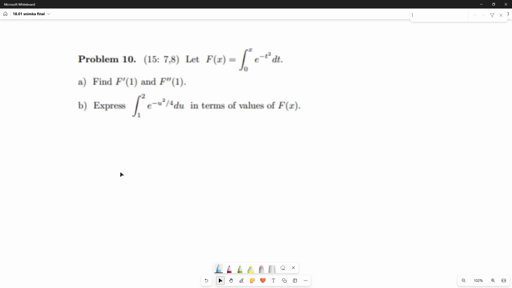Here in this problem we say that big F of x is a primitive function of the function which is inside the integral, that is, F of x is the primitive function of e to the power of minus t squared. Let's write down the expression for F of x.